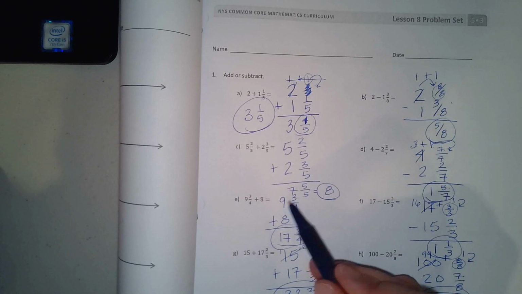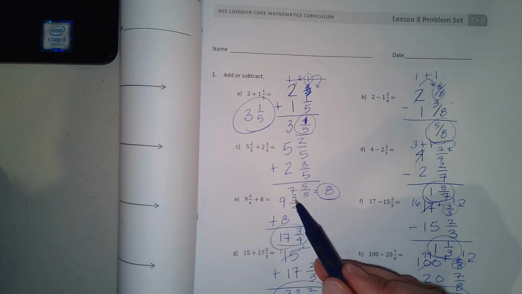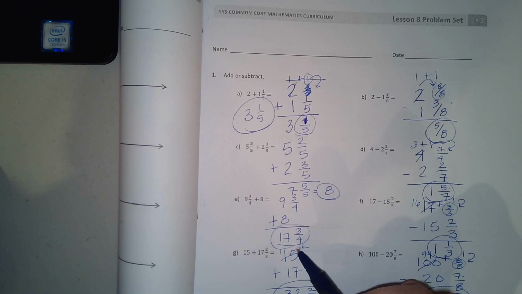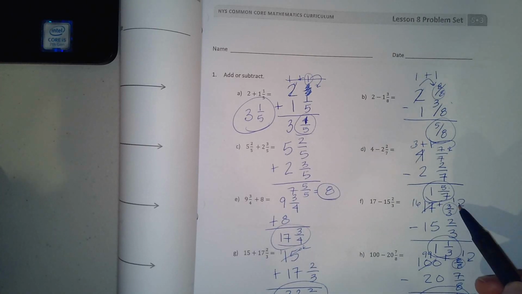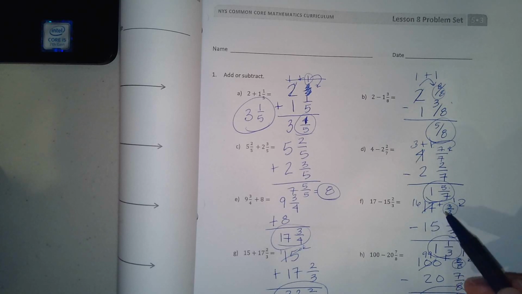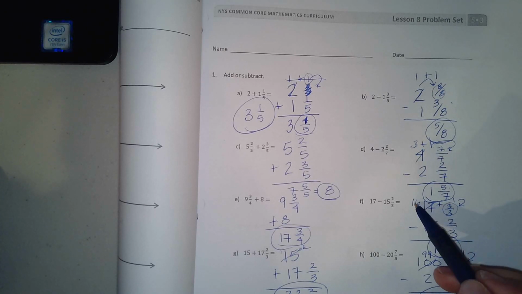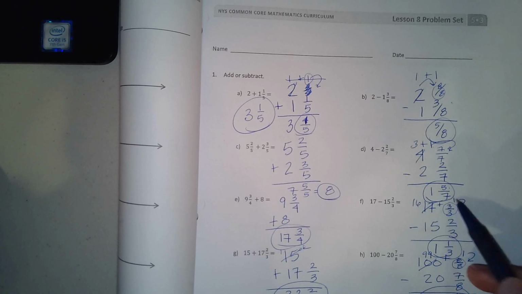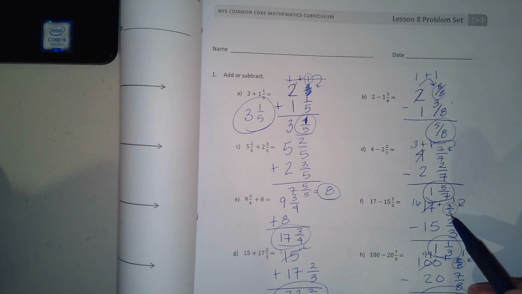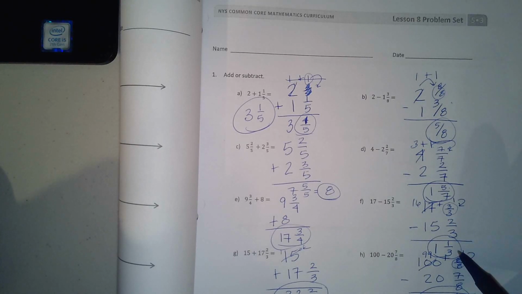On addition, 9 3/4 plus 8. Now, with addition, you can pull it straight down. And you get 17 3/4. Then over here, 17 subtract 15 2/3. I have to convert 16. 16 plus 1 becomes 3/3. And now I can subtract.